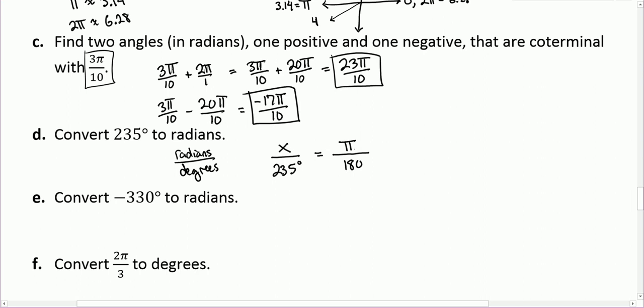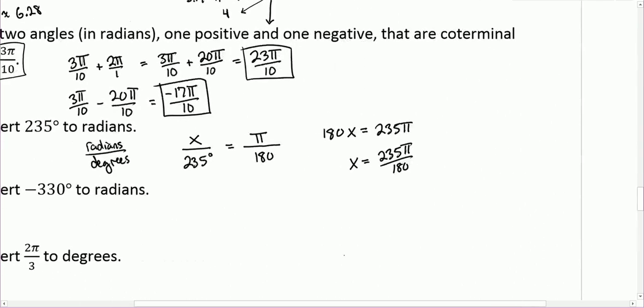So here's a proportion. The right side is equal to 1 because pi is the same as 180 degrees, and then the left side is equal to 1 because we're looking for the number of radians that is the same as 235 degrees. So this proportion works, and we can use it to solve for radians. I'm going to cross multiply and get 180x is equal to 235 pi, and then divide by 180 and get x is 235 pi over 180, and the rest is just trying to reduce our fraction.